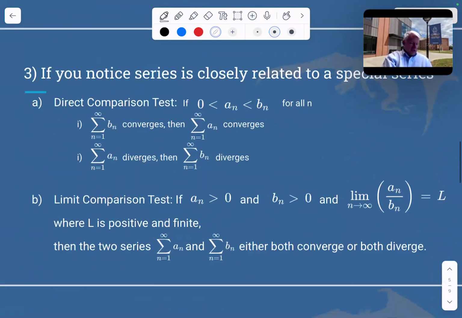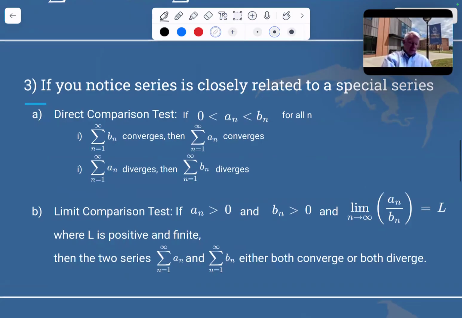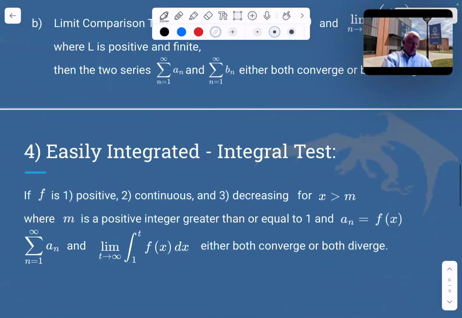If you notice that the series you're trying to evaluate is pretty close to a special series, then I would suggest you do one of two: either the direct comparison test or the limit comparison test. That's honestly the best one to use if it's something really close to the harmonic or a geometric series, but it's not specifically that.